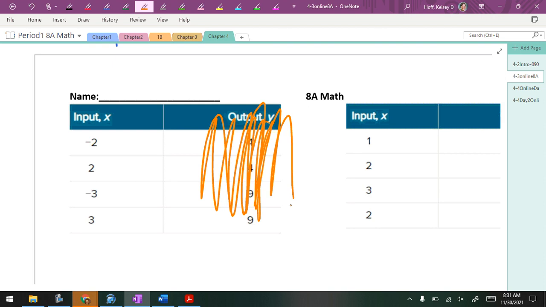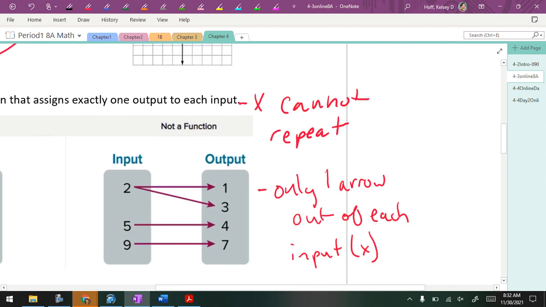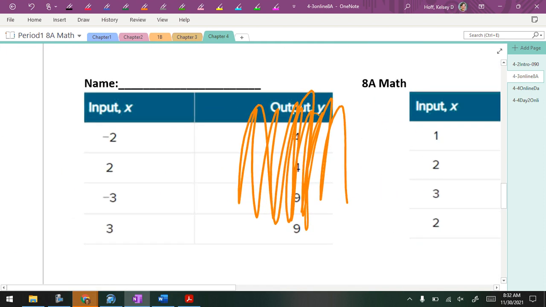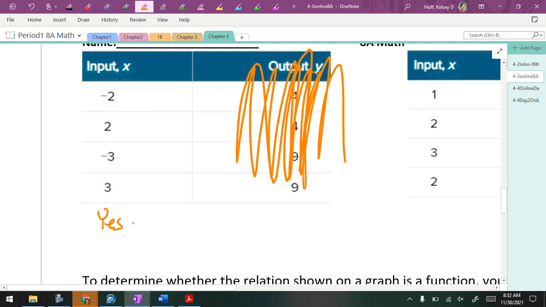So we look at our input. Is this a function, yes or no? No. Why not? How do you know if it's a function? What did we say? X cannot repeat, and only 1 arrow coming out of each. We don't have a map, though. So we go back to this. Do any of your X values repeat? No. So is this a function? Yes. This is a function. I just write yes function.